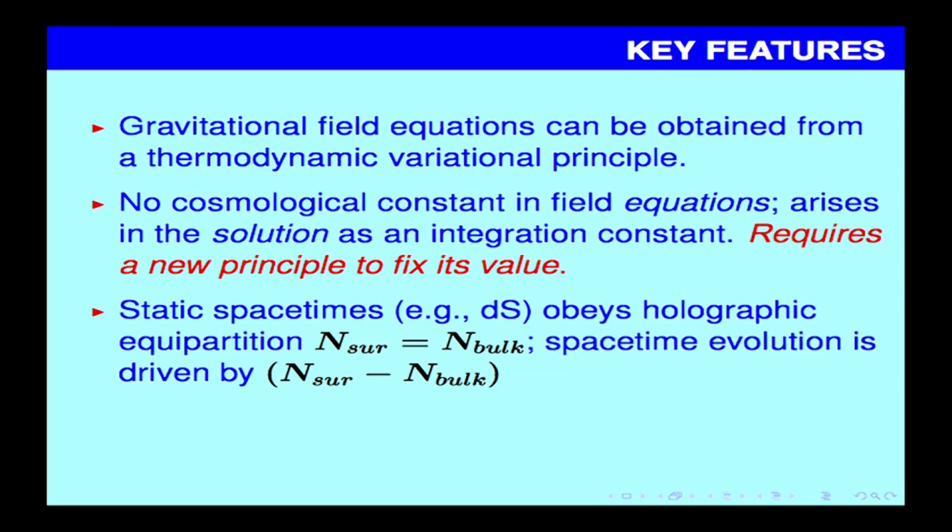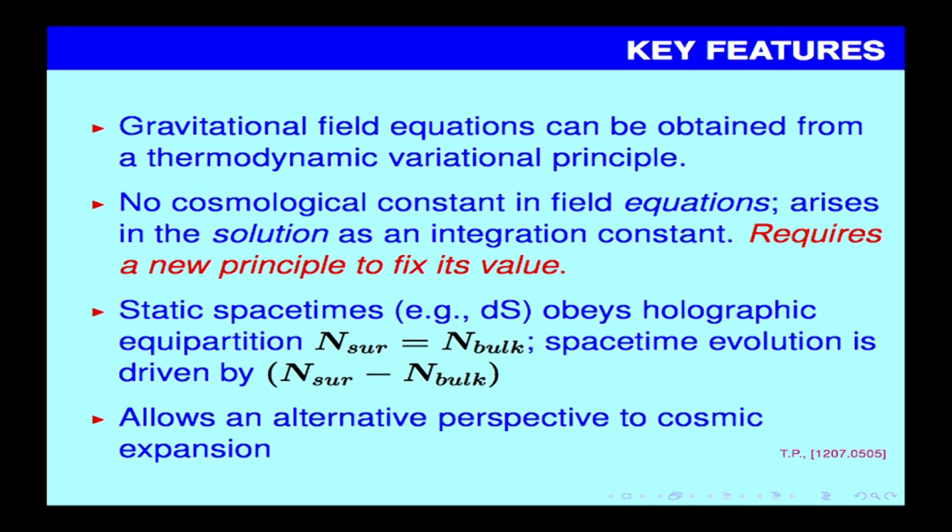There is something more remarkable which happens. In this picture, the entire Einstein's equation, after you have got Einstein's equation with a cosmological constant or whatever, can be understood in a very different way as some kind of a quest towards holographic equipartition. That is, in any region you define degrees of freedom on a surface, and you define degrees of freedom in the bulk, and you can show that they are equal in any static space-time. And then you can show that the evolution equations are essentially driven by the difference between this N surface and N bulk. And it also gives an alternate perspective to cosmic expansion.